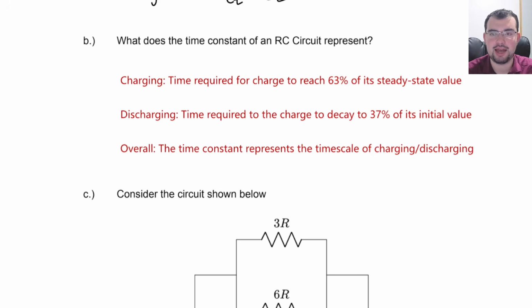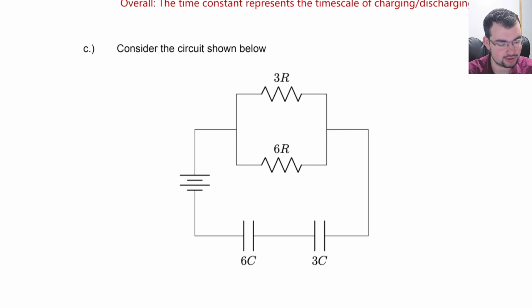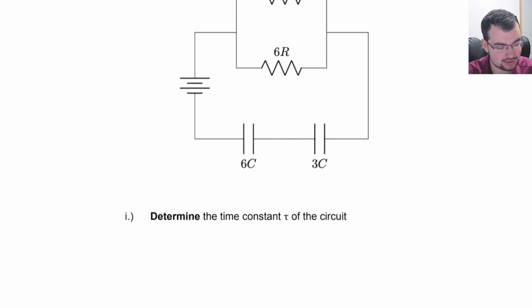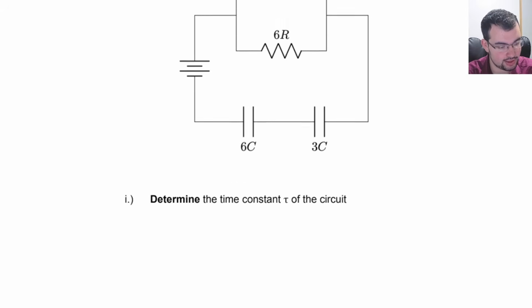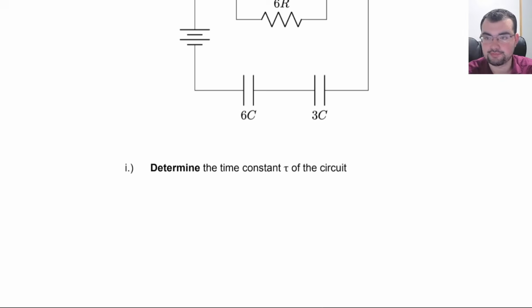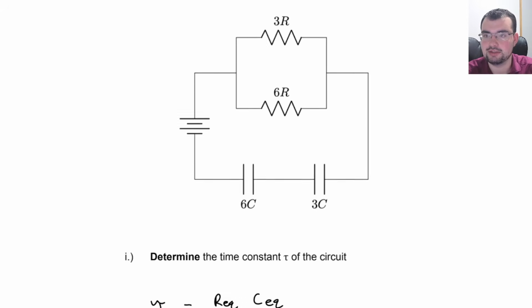Overall, it's the time required for stuff to happen. So if you have a larger time constant, your charge time is larger. All right, we got our circuit shown below here. We want the time constant of the RC circuit first. Well, it's just RC, as long as we take the equivalent resistance and capacitance.